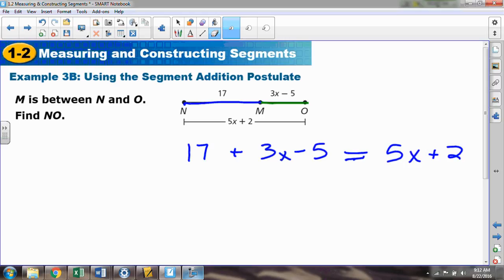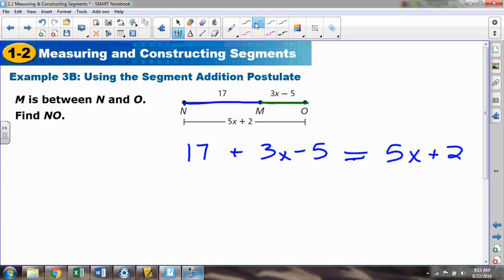At this point, the geometry is basically done. The geometry part of this is recognizing what you're supposed to do. It's knowing what the segment addition postulate is. We've basically changed this from a geometry problem into an algebra problem. So let's go through and do our algebra because we've already passed that class. We know what we got to do.